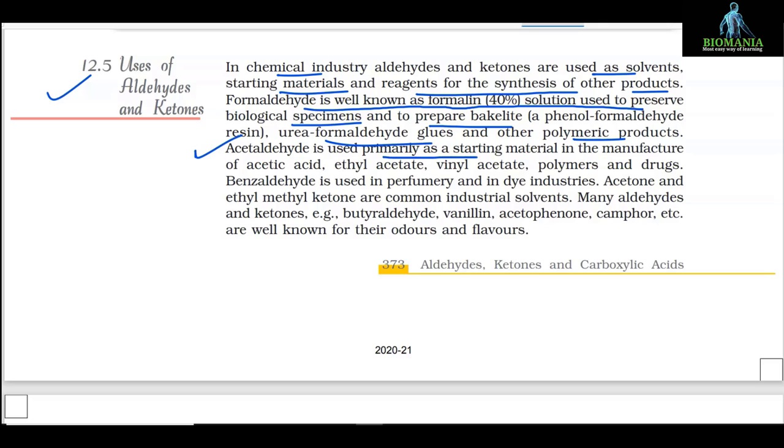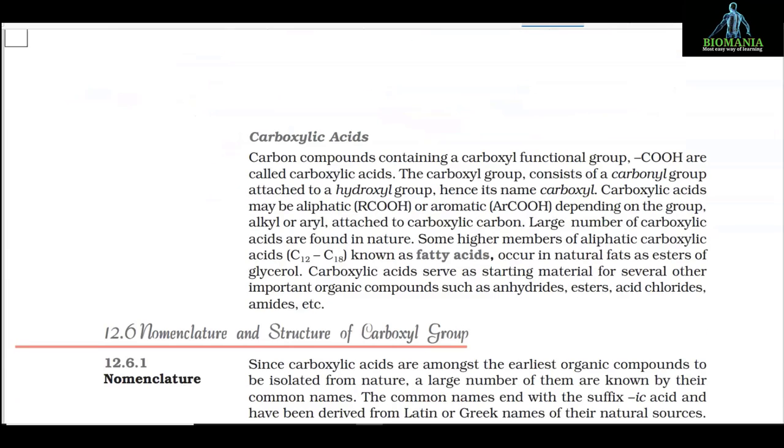Acetaldehyde is used primarily as a starting material in the manufacture of acetic acid, ethyl acetate, vinyl acetate, polymers and drugs. Benzaldehyde is used in perfumery and in dye industries. Acetone and ethyl methyl ketone are common industrial solvents. Many aldehydes and ketones, for example butyraldehyde, vanillin, acetophenone, camphor etc. are well known for their odors and flavors.